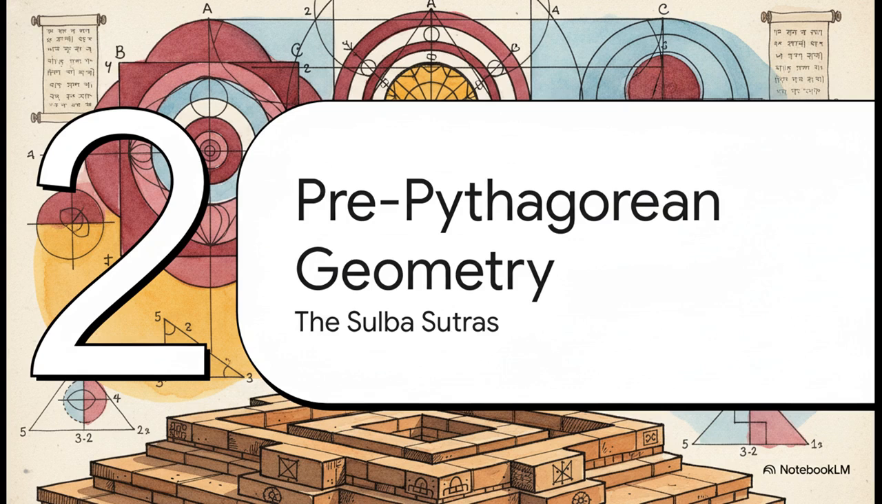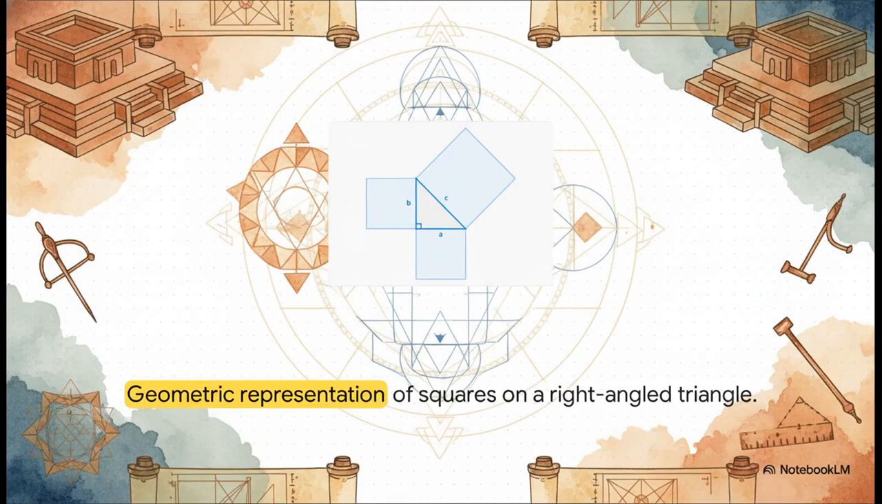Geometry before Pythagoras. The Sulba Sutras. So these sutras were all about practical application. What you're seeing is how they geometrically represented squares on a right-angled triangle. They needed this to construct those precise fire altars we talked about, which required exact areas and highly specific shapes.